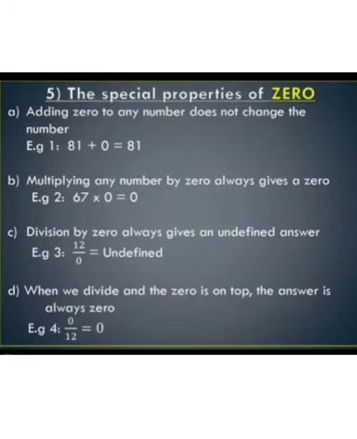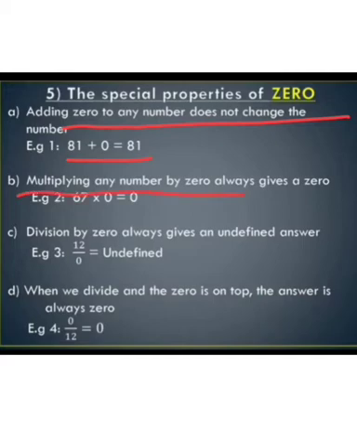Now, the fifth property is the special property of zero. When we add 0 to any number, it does not change the number. 81 plus 0 is equal to 81. Thus, 0 is called the additive identity for the whole numbers.